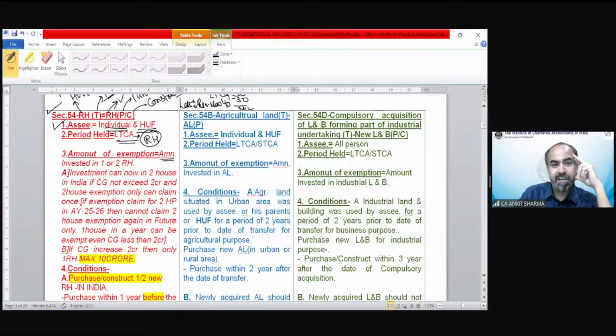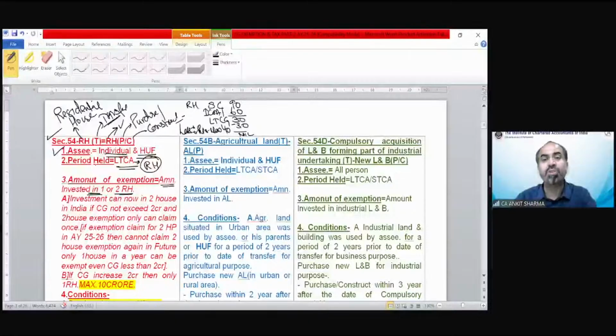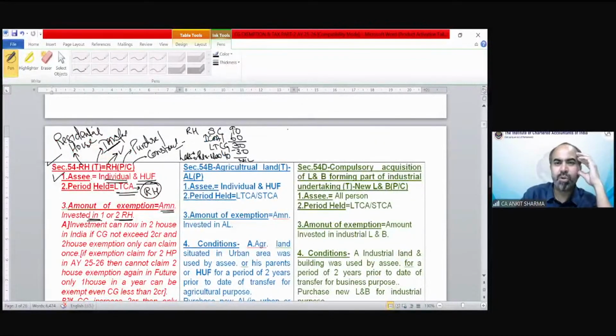Amount invested in one or two residential houses. That means whatever you have transferred, you transfer a residential house and you have some gain. For that gain, you want to invest. So now you can even invest in two houses. If you purchased one house, the amount of purchase would be reduced as an exemption. But if you purchase two houses, then yes, you can claim the exemption of two houses also. How? Let me tell you this.